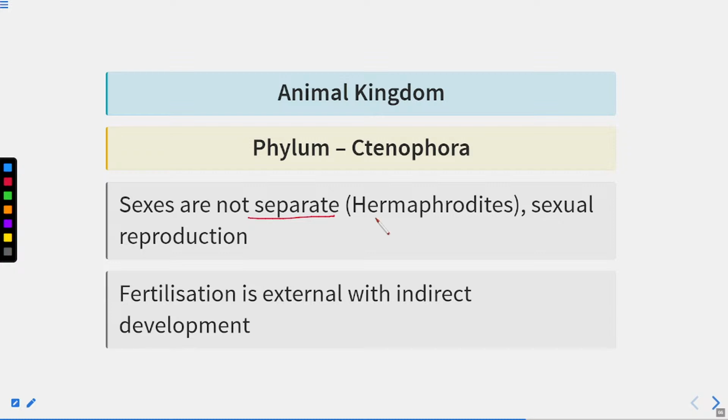Sexes are not separate, so they are hermaphrodite, meaning male and female sex organs are present in the same individual, but they have sexual reproduction. Fertilization is external and development is indirect, meaning no larval stage is present in the case of Ctenophora.